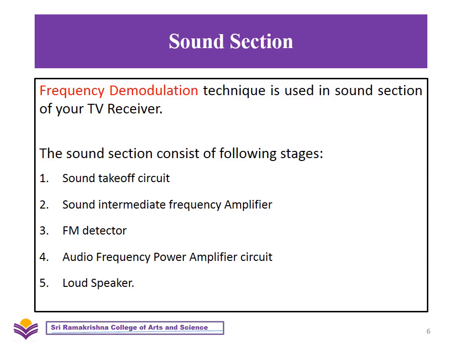In this next slide, we are going to see what stages are available in your sound section and what technique is used in the sound section of your TV receiver. The sound section of the TV receiver mainly depends upon the technique called frequency demodulation. This sound section consists of the following stages. The first one is the sound takeoff circuit. The second one is the sound intermediate frequency amplifier circuit. The third one is an FM detector circuit. The fourth one is an audio frequency power amplifier circuit. And the fifth one is a loudspeaker circuit.